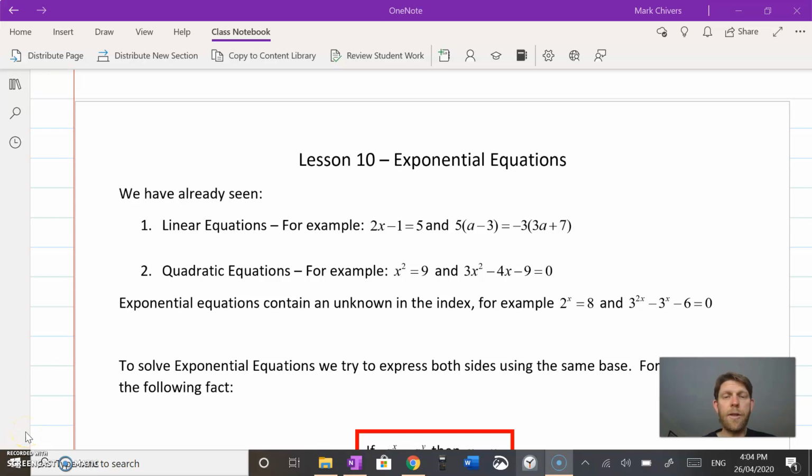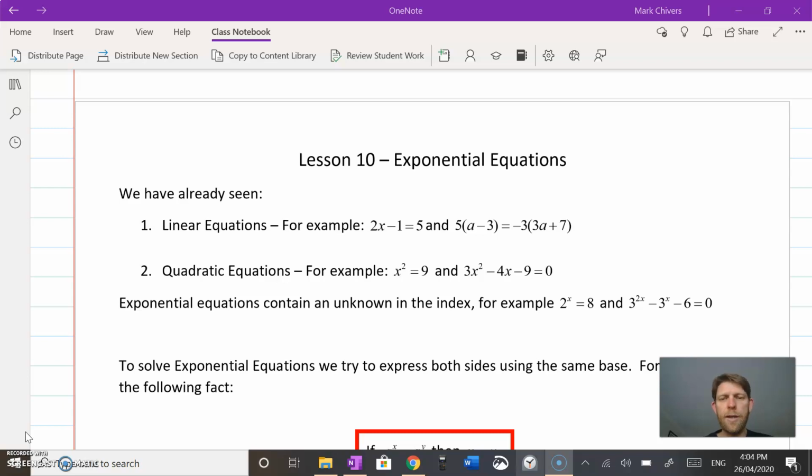Okay, so this is the final lesson of the indices and surds topic, and it's called exponential equations. It's kind of one of those areas where it's up to the school whether or not we teach this. It's something that's considered extra in the curriculum. So if you don't get this, it's probably not going to be heavily examined. But I don't think it's all that hard. It's just a different way of thinking about equations.